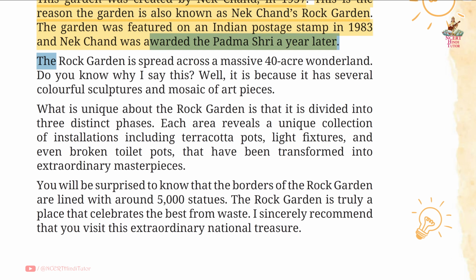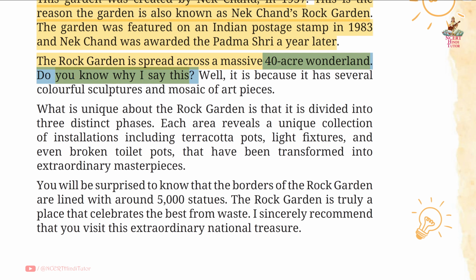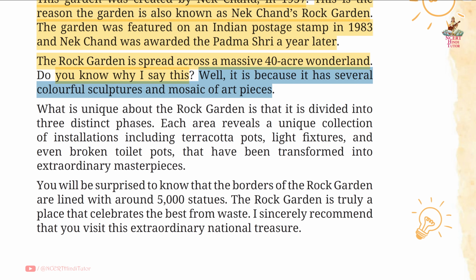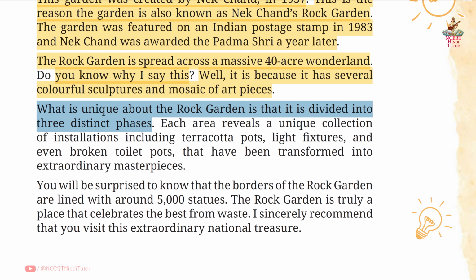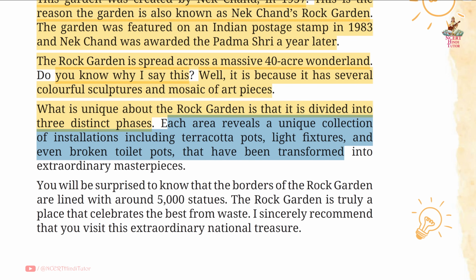The rock garden is spread across a massive 40-acre wonderland. Do you know why I say this? Well, it is because it has several colorful sculptures and mosaic of art pieces. What is unique about the rock garden is that it is divided into 3 distinct phases. Each area reveals a unique collection of installations including terracotta pots, light fixtures, and even broken toilet pots that have been transformed into extraordinary masterpieces.